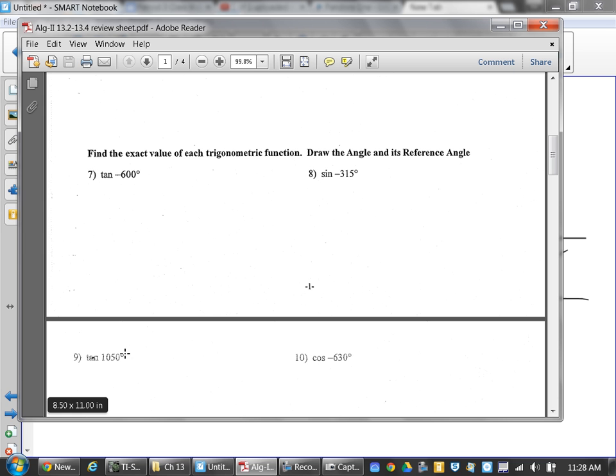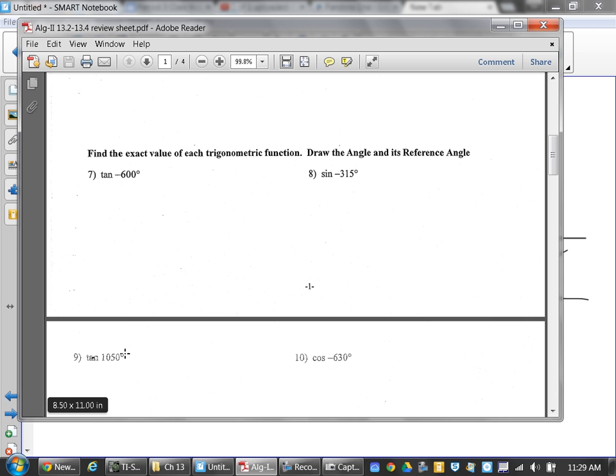When he starts going into finding the exact value of the trig function, this is where it says draw the angle and its reference angle. That is how you set up and solve all these problems. You don't just try to think of it in your head and go off right away. You spin around, find your reference angle to know which triangle you're building, because everything is built into the triangle.